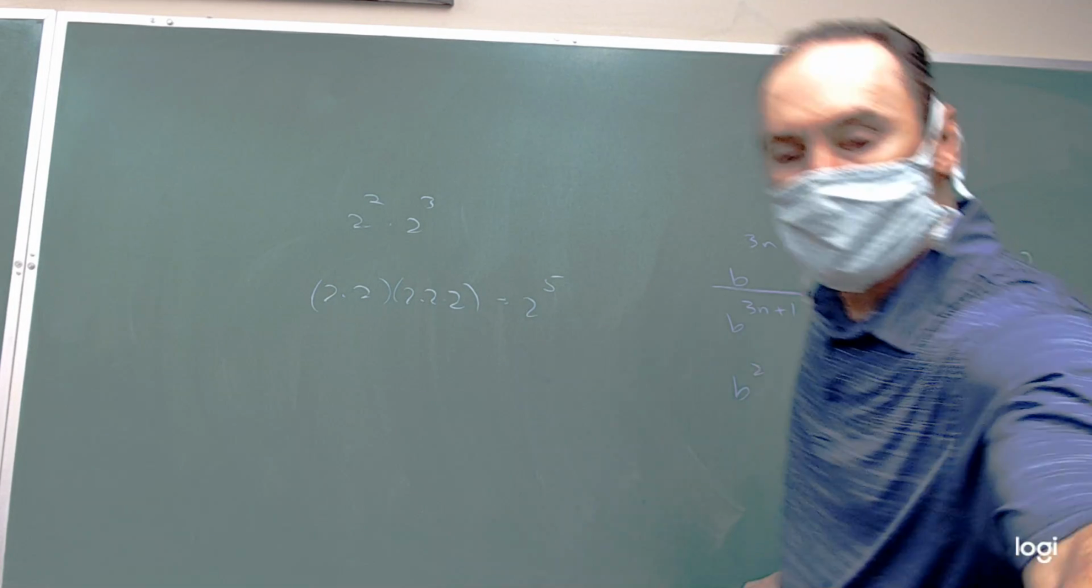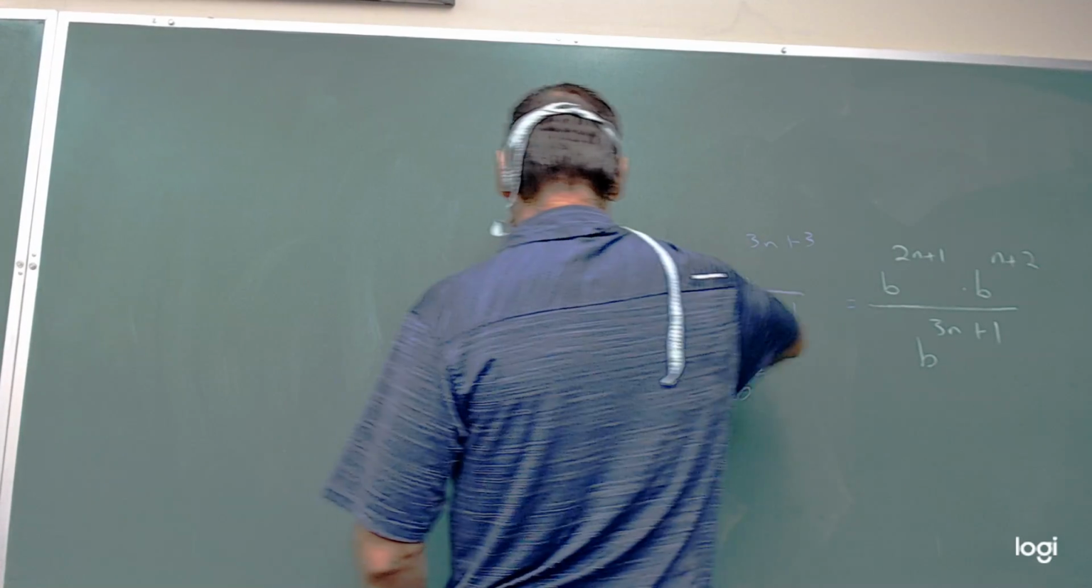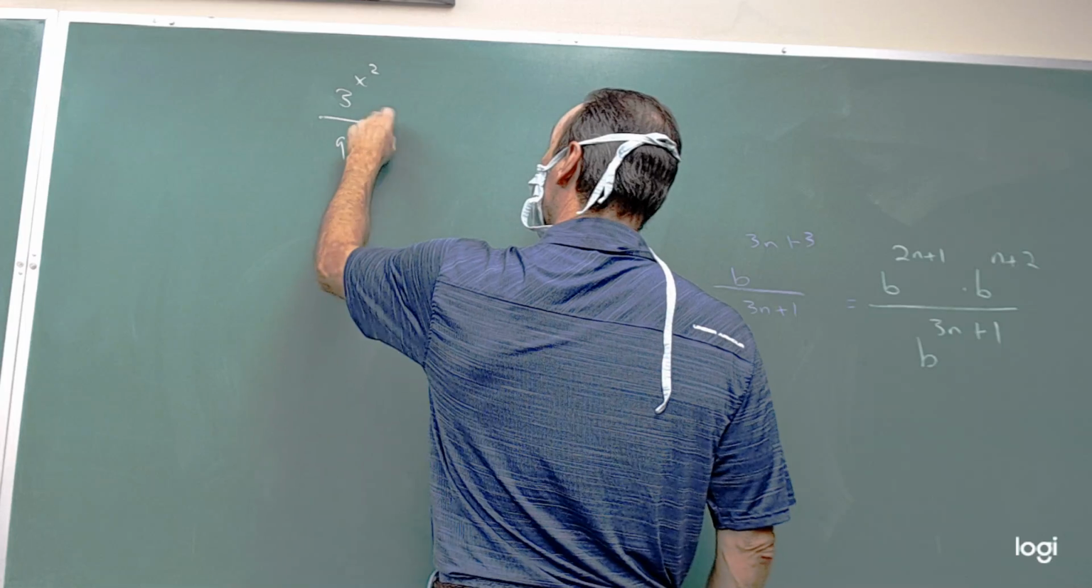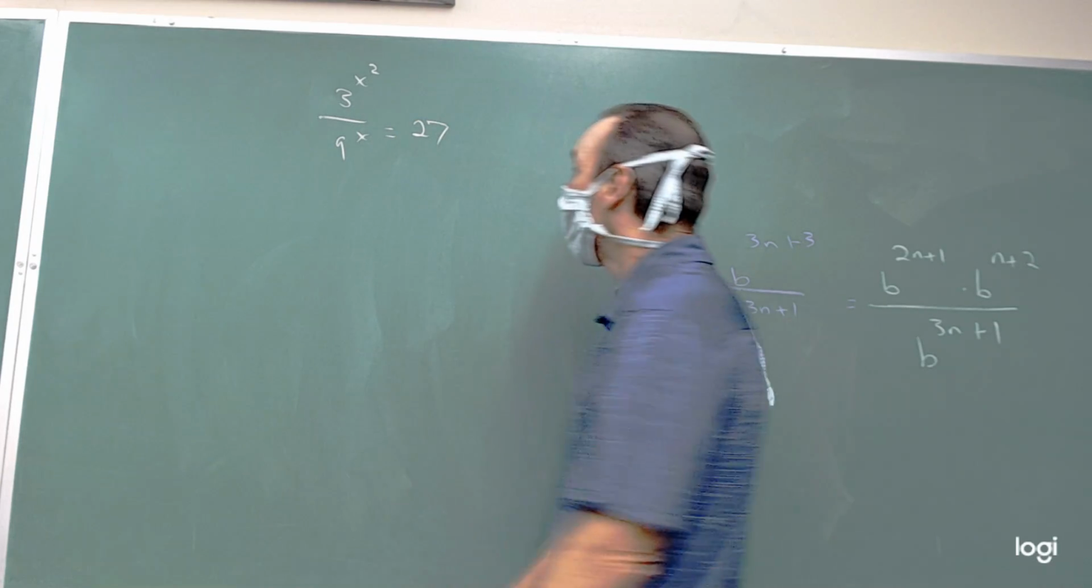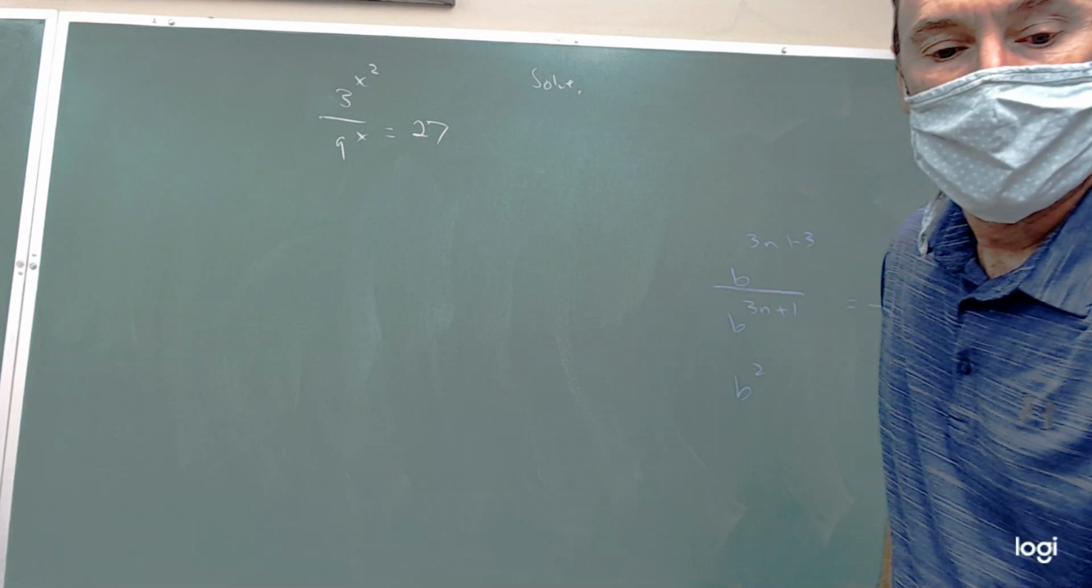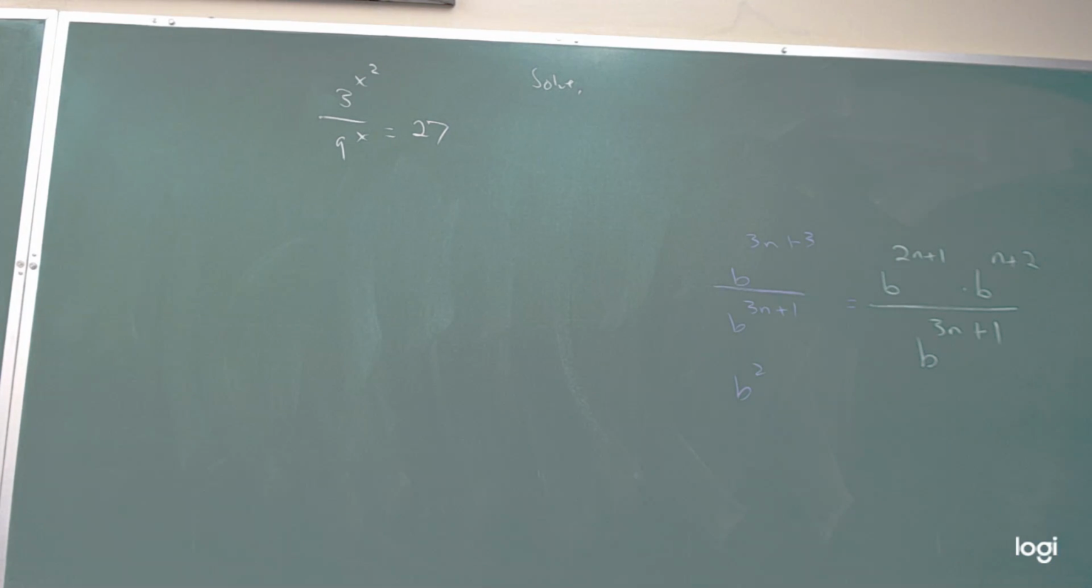Okay, let's do one more real quick because I meant to give you one of these and I guess I didn't. Let's do 3 to the x squared over 9 to the x is equal to 27. And we're going to solve this for x. So we're going to solve that one. Okay, wherever we left off, come up and give it a shot.